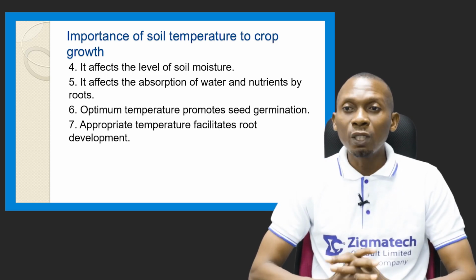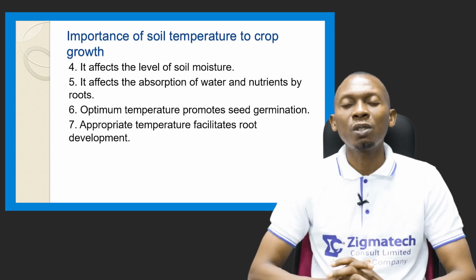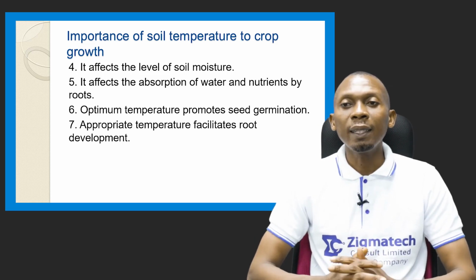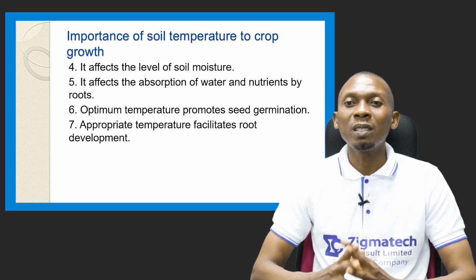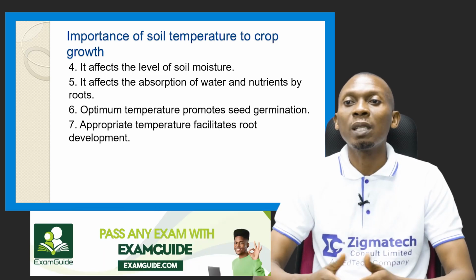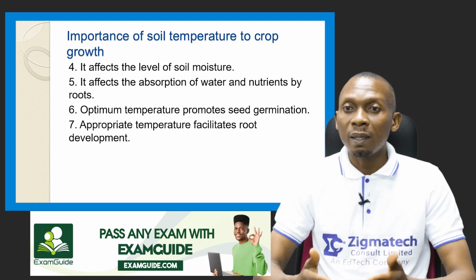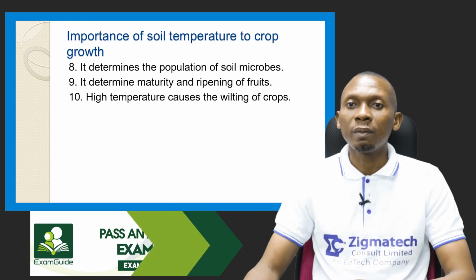When the temperature is optimum, there will be good seed germination. An appropriate temperature can also facilitate root development, which is important for plants to grow, because it's through the roots that plants absorb nutrients from the soil for their growth. So it's important that an appropriate temperature is made available. This will help root development.